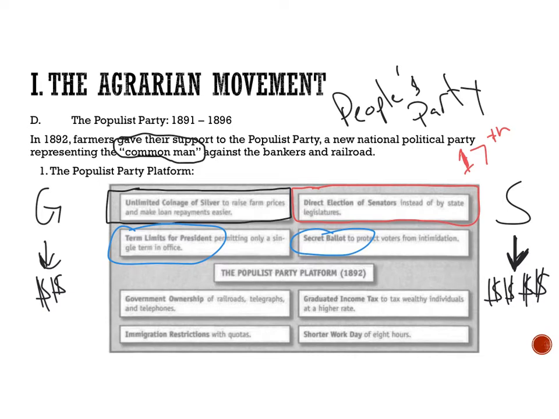A graduated income tax, that eventually will happen. We're going to talk about that. That's the 16th Amendment. We'll talk about it later on in this chapter. A graduated income tax means the more you make, the more you pay in taxes. Government ownership of railroads, telegraphs, and telephones. That's a popular idea we see today.